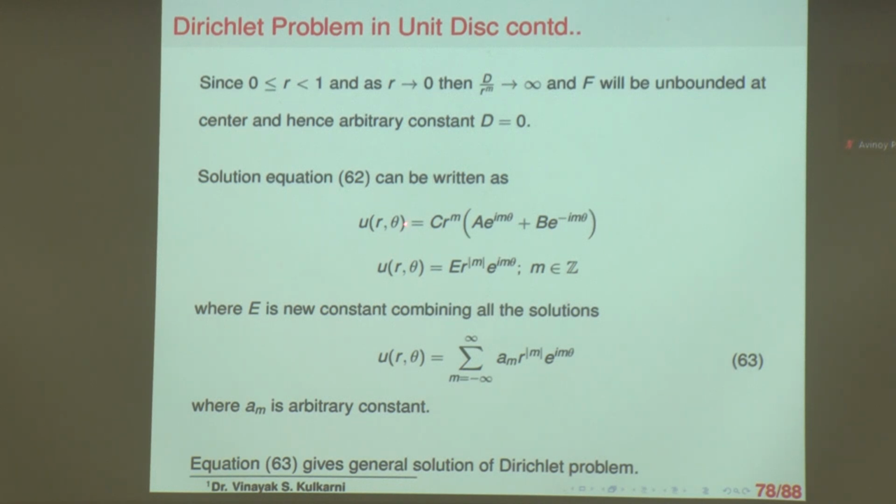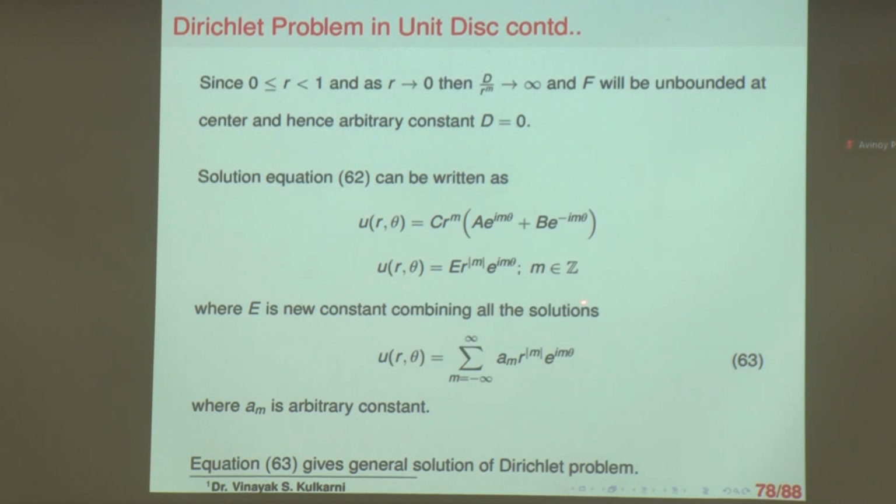The remaining constant coefficients A, B and C, I can write as a single variable, as we did in one more problem in the morning. Here m ranges over positive integers and also negative integers, so I can combine them, considering positive and negative separately, and I can write it as r to the power mod m, where m belongs to Z, and E I can take as a single variable.